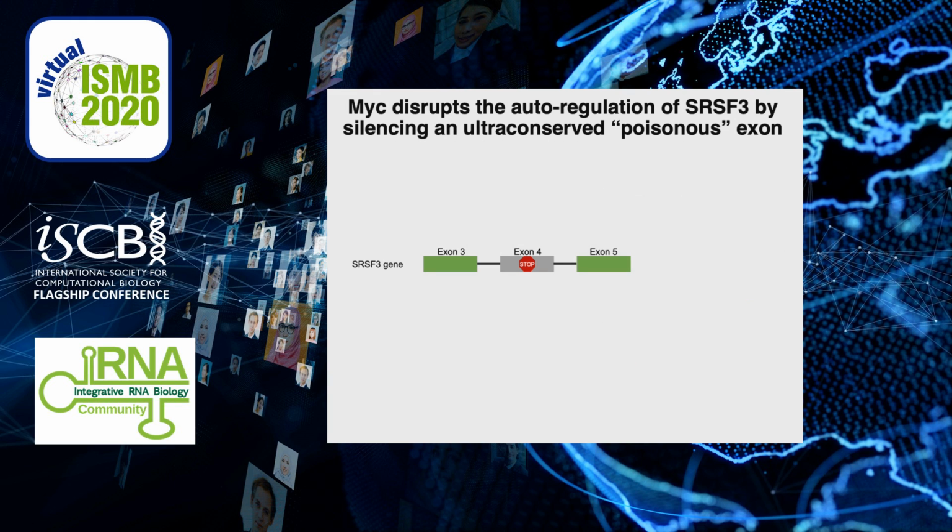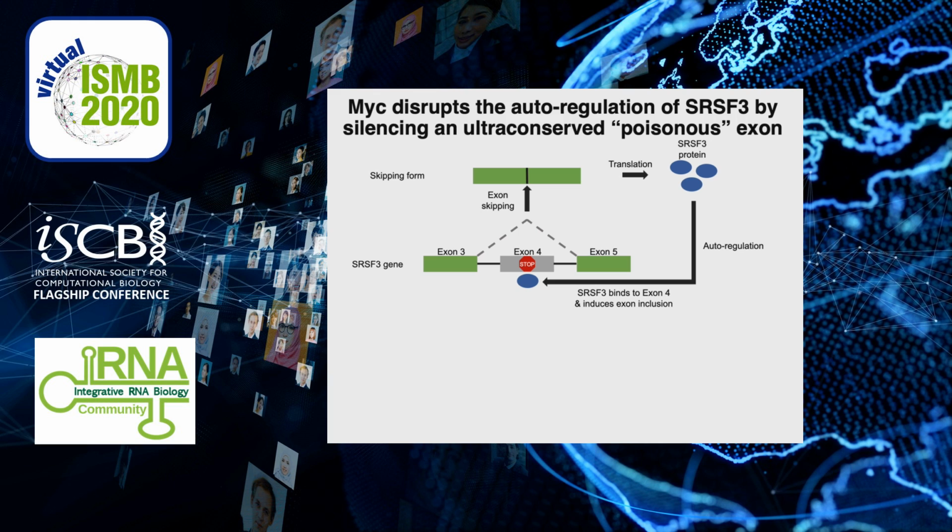So what may be happening here, using the SRSF3 gene as an example, is that exon number 4 contains the premature stop codon. The skipping form of this event will lead to the normal translation of SRSF3 protein. When the protein expression level goes too high, it will auto-regulate and bind back to exon number 4, which will induce the inclusion of the middle exon. And the inclusion form will trigger nonsense-mediated decay, which will eventually lead to the decrease of SRSF3 protein level.